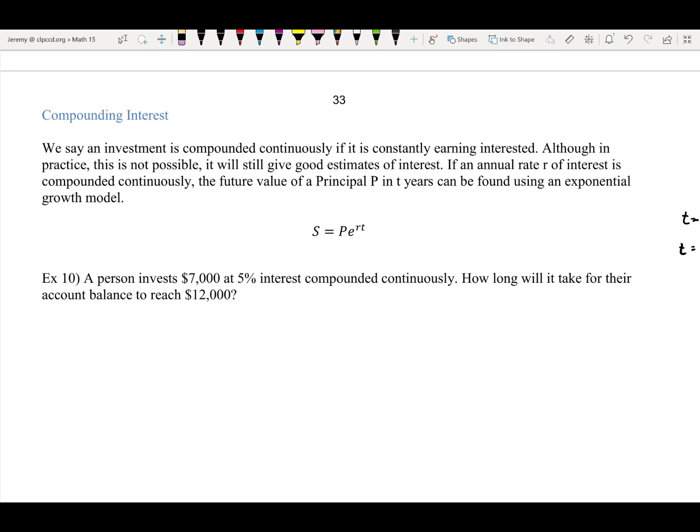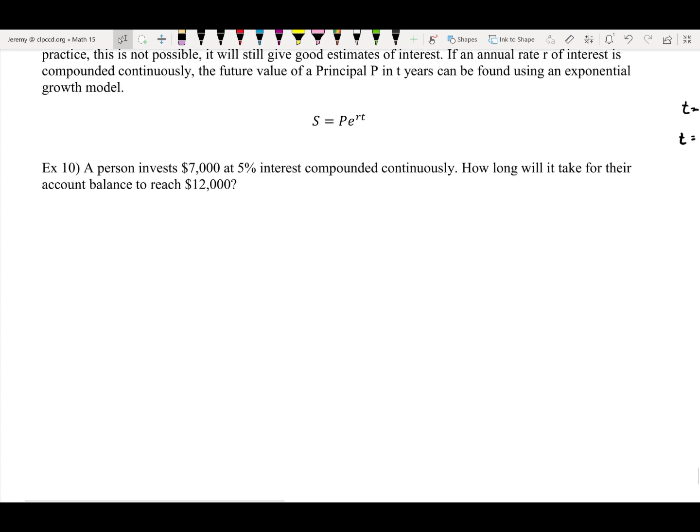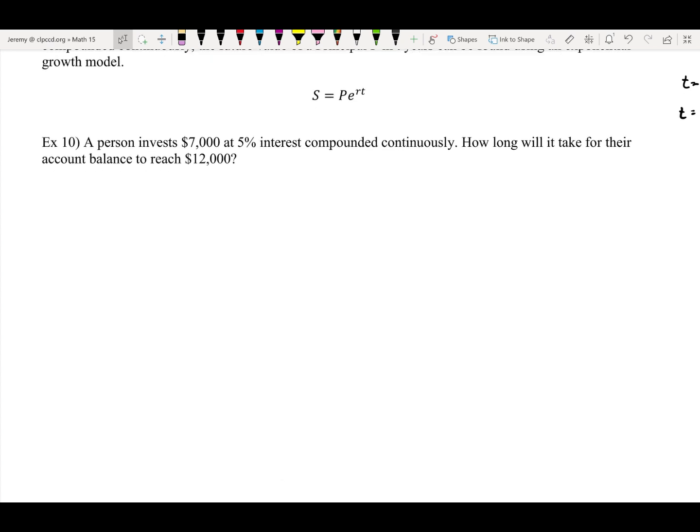T is the number of years, is usually what we're going to see in these types of applications, but that's your time value. And R, of course, is the interest rate. So let's see a little example here. Example 10, a person invests $7,000 at 5% interest compounded continuously. So whenever I see this compounded continuously, I know that I'm going to be using a base e exponential function. And the question is, how long will it take for their account balance to reach $12,000?